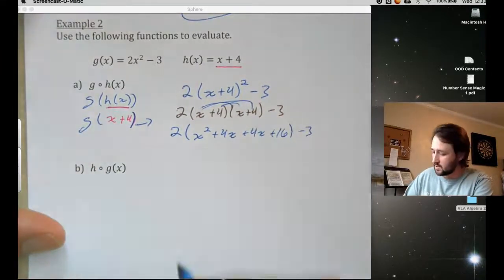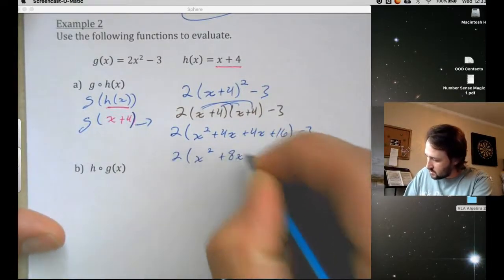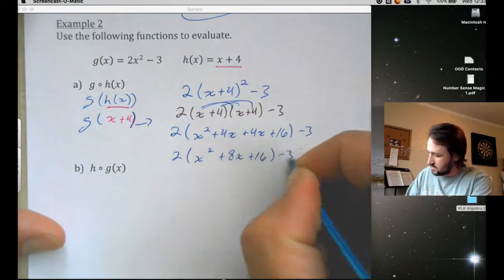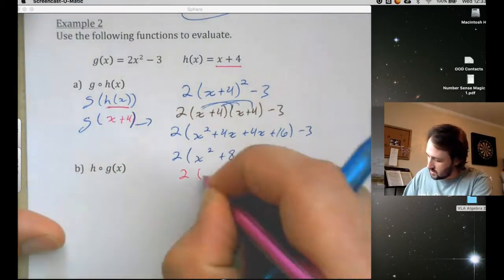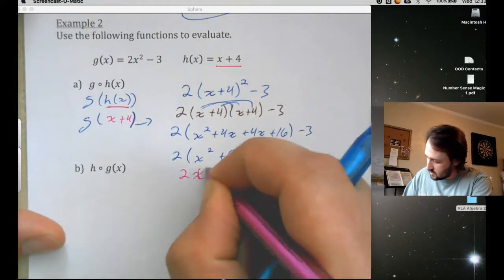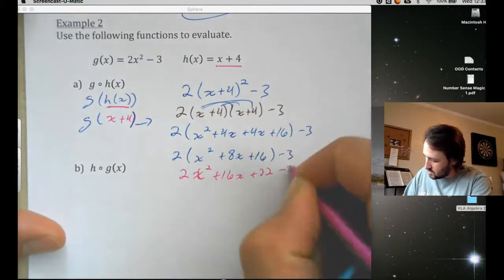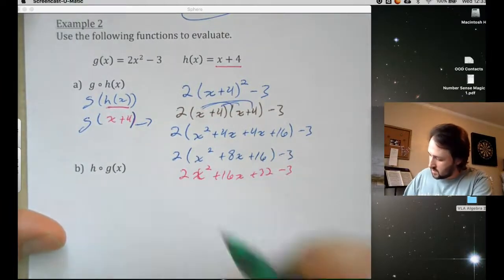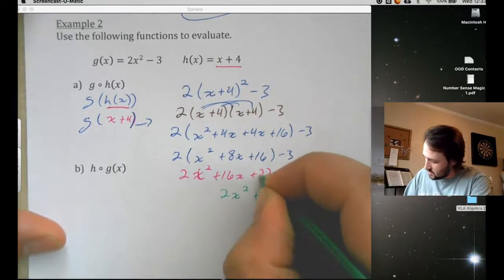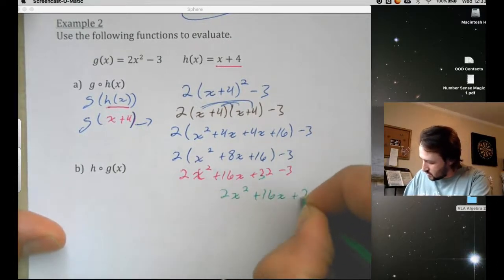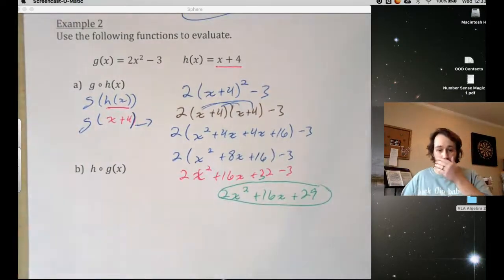And then you can combine like terms on the inside. So 2 times x squared plus 8x plus 16 minus 3. And then you can distribute your 2. So 2 times x squared plus 16x plus 32 minus 3. So that will give me 2x squared plus 16x, and that's a 32 right there. So plus 29. That would be the solution that we would be looking for.